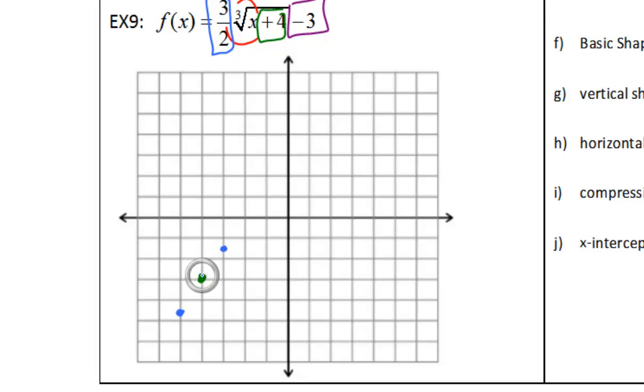Again, let's take a look at that. From the vertex, I go up 1.5 units and right 1. Again, from the vertex, I do the complete opposite. I go down 1.5 and left 1.